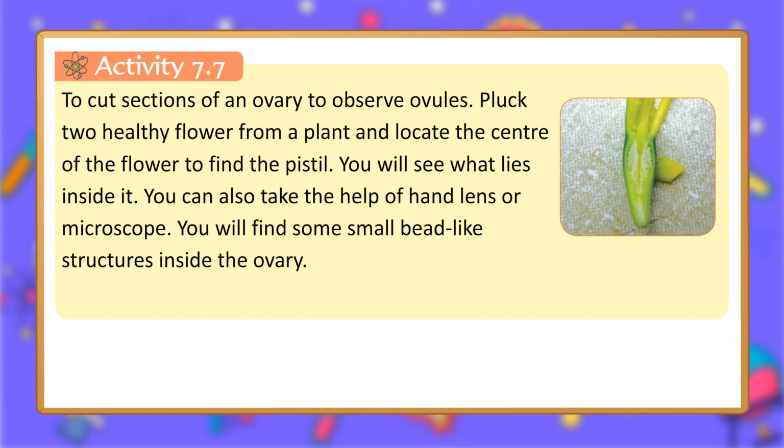Activity 7.7. To cut sections of an ovary to observe ovules. Pluck 2 healthy flowers from a plant and locate the center of the flower to find the pistil. You will see what lies inside it. You can also take the help of hand lens or microscope. You will find some small bead-like structures inside the ovary. These structures are called ovules.